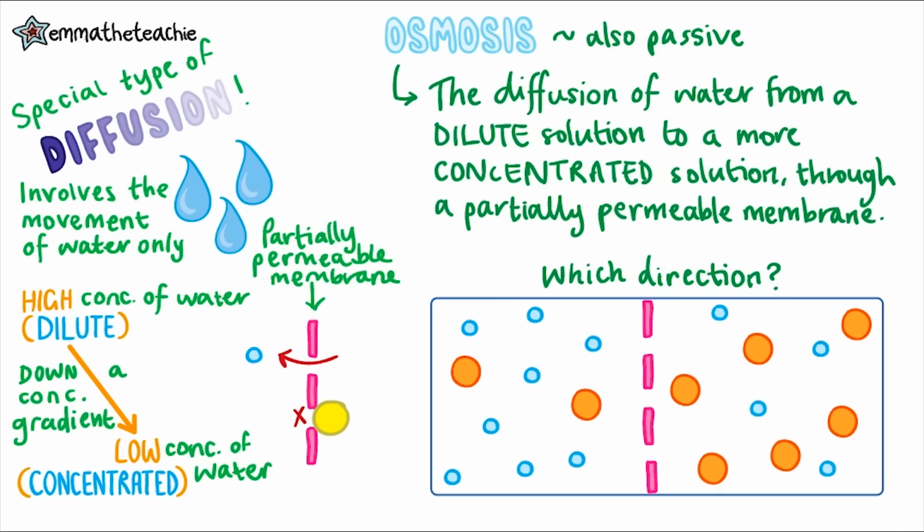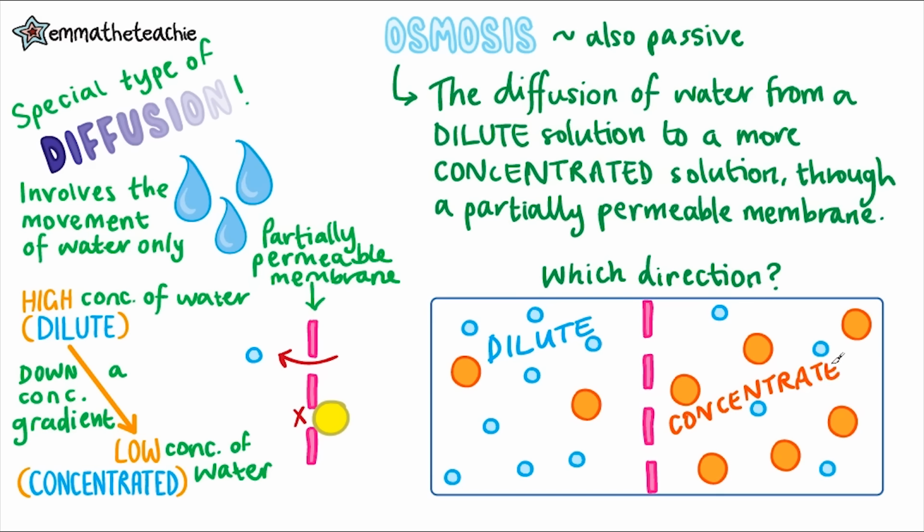Well, to answer this question, we need to identify which side is more dilute and which is more concentrated. The dilute side is the one with the higher concentration of water molecules, which in this case is the left side of the membrane. The right side of the membrane has got less water molecules and more sucrose or solute molecules, and therefore it is the concentrated side of the membrane.